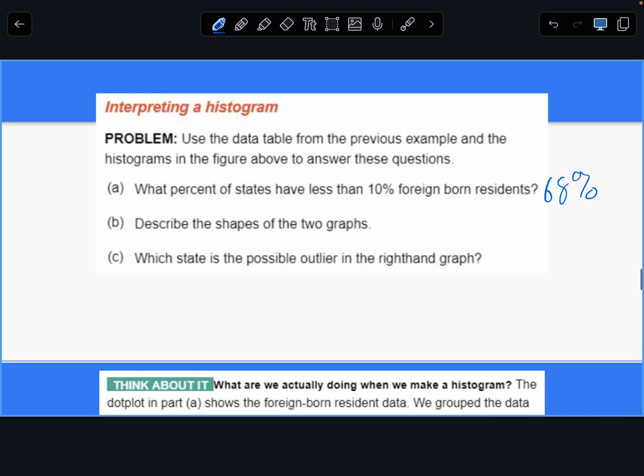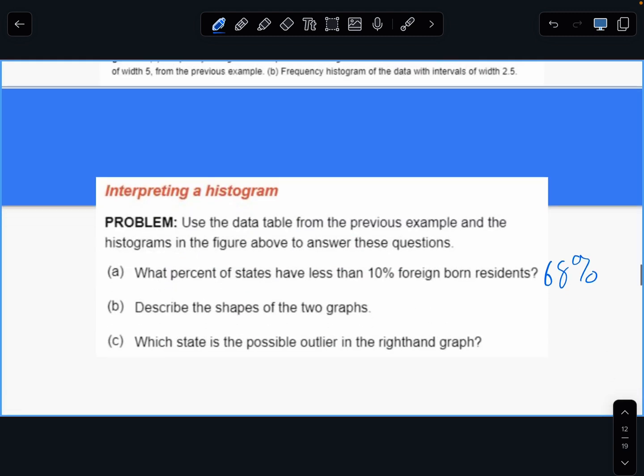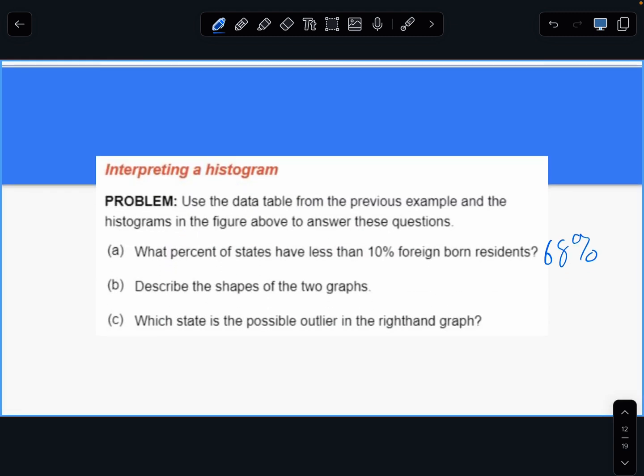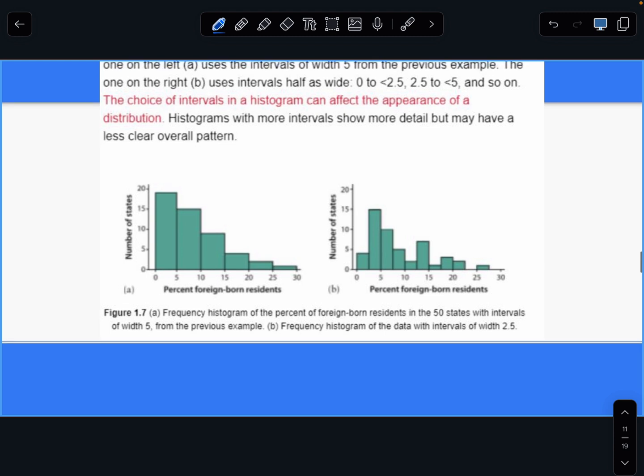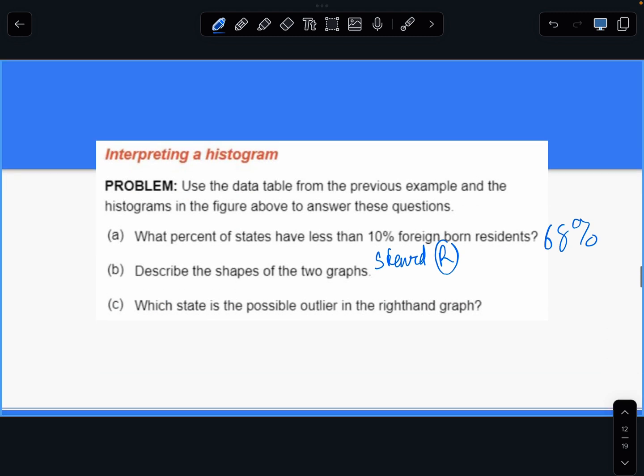Describe the shape of the 2 graphs. That's the one up above. Okay, again, we both know that they are both skewed right. But if we look again, the left-hand graph is much more clear. The left graph is more clear and obvious of the skewedness.